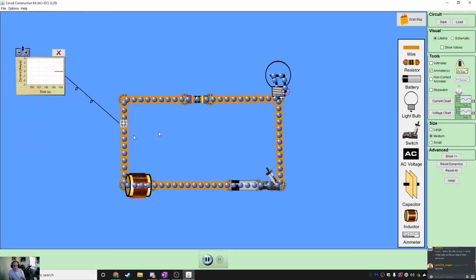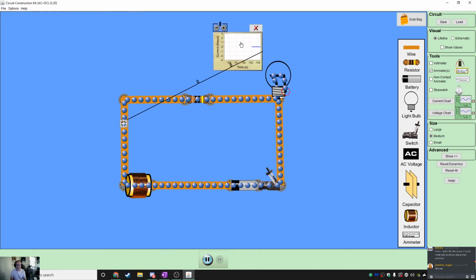Okay. So obviously no current flowing through the circuit now because the switch is open here. But what we want to do is kind of observe what happens to the light bulb. So watch the light bulb. I'll put this right next to the light bulb. Watch what happens to the light bulb when I turn on this circuit. Okay, it did not come on instantly, that's for sure. The question is, is it going to come on at all?